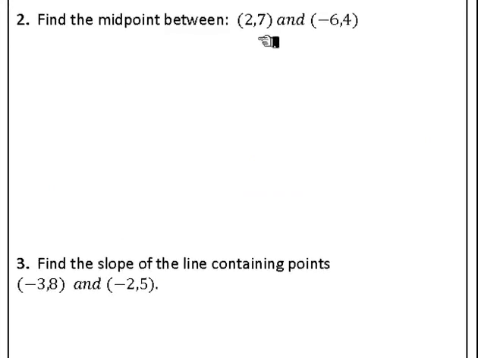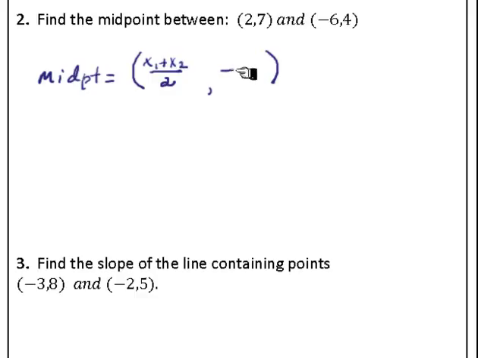And number 2 asks to find the midpoint between (2, 7) and (-6, 4). So we just have to remember that midpoint formula. Let's write it down. Okay, so it's a point. And basically what we're doing is we're taking the average of the x values and the average of the y values.